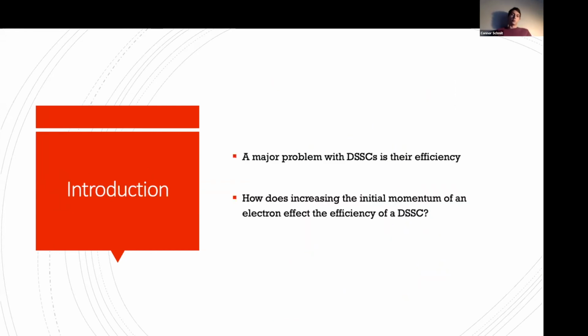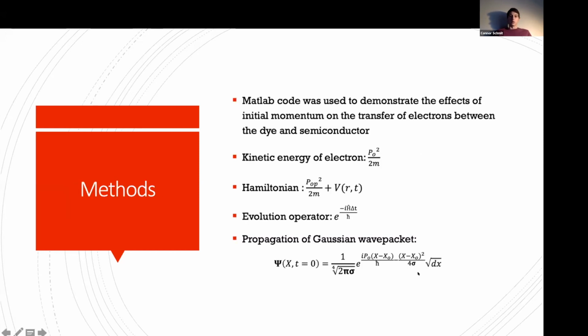So a major problem with dye-sensitized solar cells is their efficiency. They have other problems like stability and expensive components, but the efficiency is the one that we're looking at here. And so the question is, how does increasing the initial momentum of the electron affect the efficiency of the dye-sensitized solar cell? My hypothesis was that as the initial momentum increases, the rate of electron transfer will also increase, thus increasing the efficiency. So MATLAB code was used for all this.